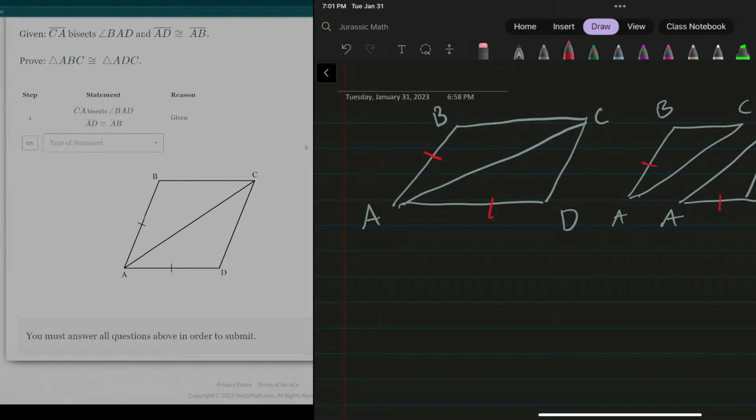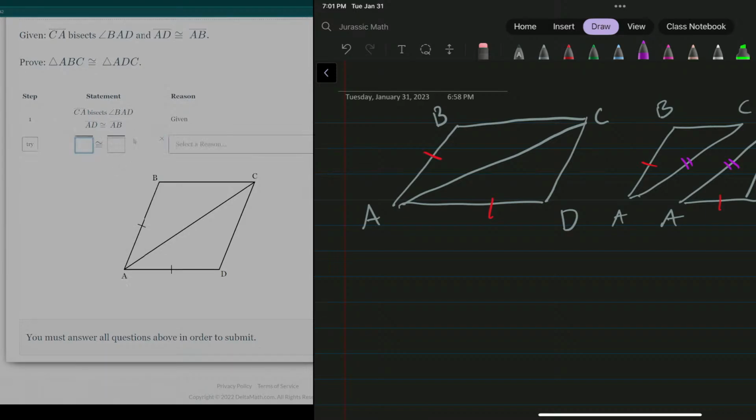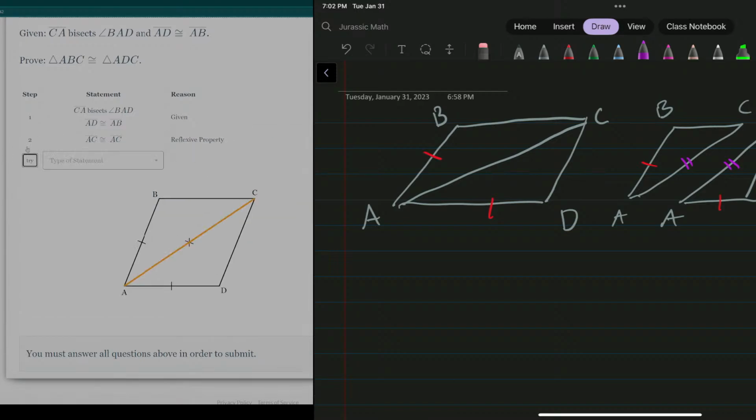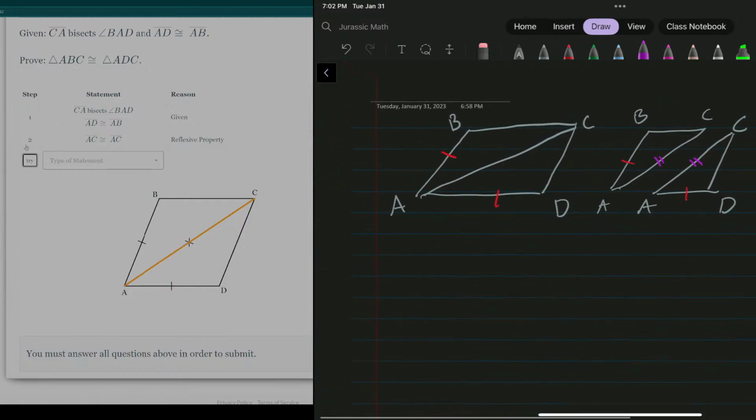And by drawing this, I can clearly see that we already have AC is congruent to AC. I don't have to worry about anything else at the moment other than AC congruent to AC because of the reflexive property. You know, it's the same thing. When you have a line that's exactly 100% identical to itself.